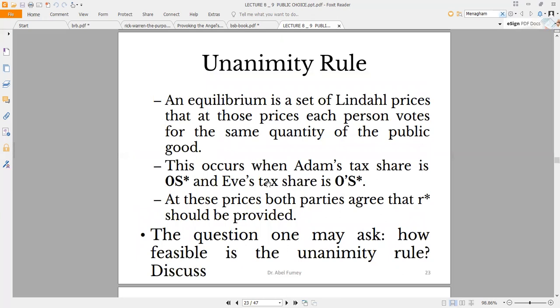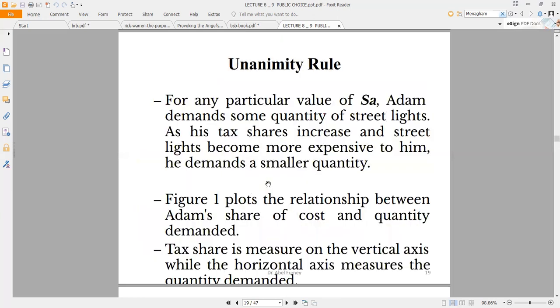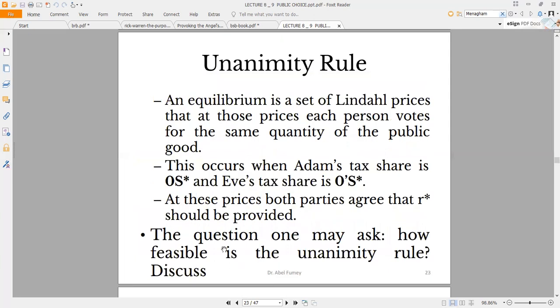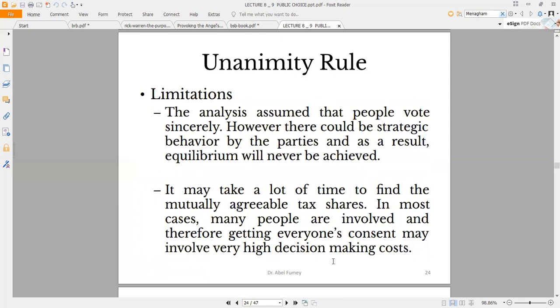So we get the equilibrium at this point here, and at this point they produce the quantity R star. Now, if you look at the question here, is this rule very feasible in the real world? I mean, it won't be at all. So these are the limitations, the criticisms.